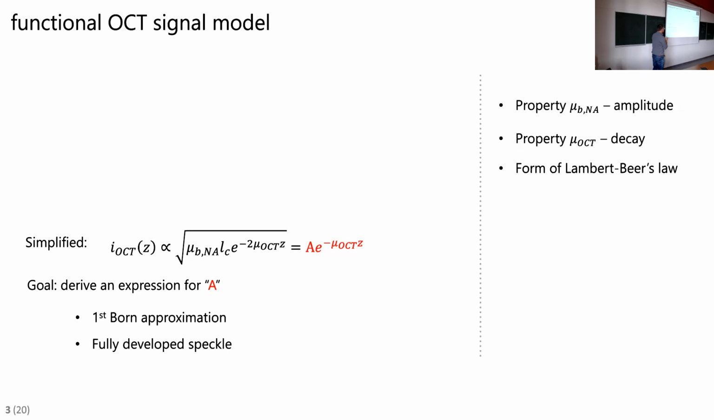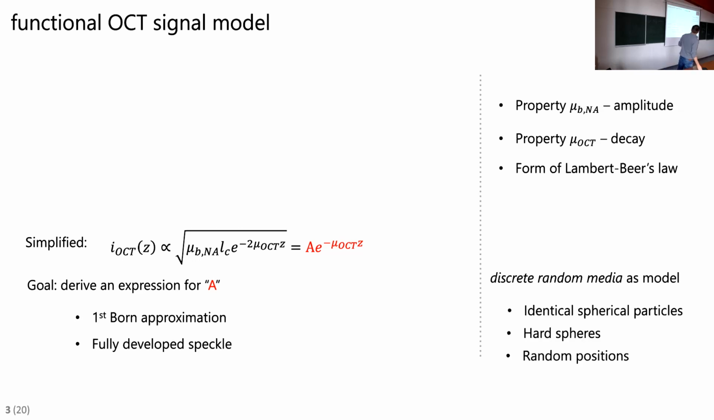The second thing that we'll assume is that we have the speckle pattern that we discussed a little bit earlier. Fully developed speckle means that the set of equations that I had in the slides before are valid. Then we will also use this tissue model that assumes that we can model tissue as identical spherical particles, hard spheres. The restriction is again that they can touch but not overlap, and we'll also assume that they have random positions. So you can see where this is going.